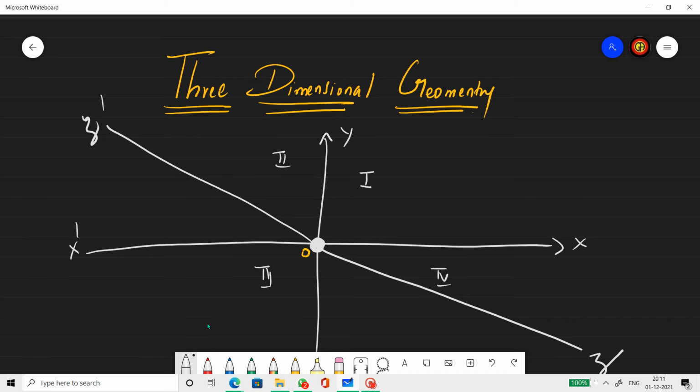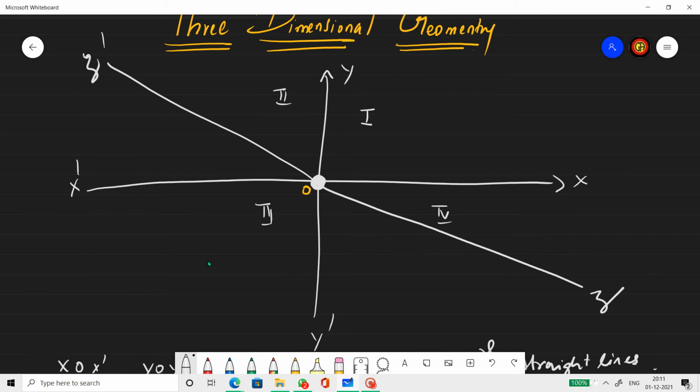Now we know that in two-dimensional geometry, the given plane is being divided into four parts. So a plane is a paper or something which is divided into four parts, and you name them as quadrants: first quadrant, second quadrant, third quadrant, and then the fourth quadrant.